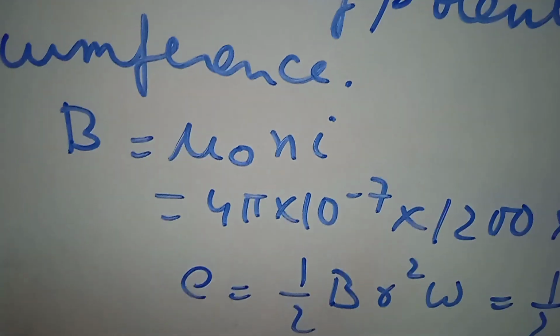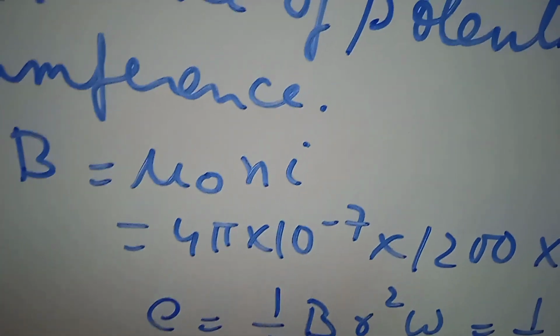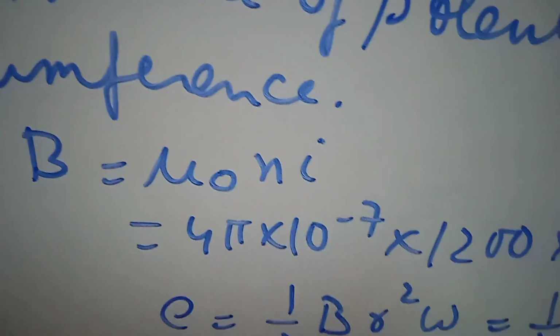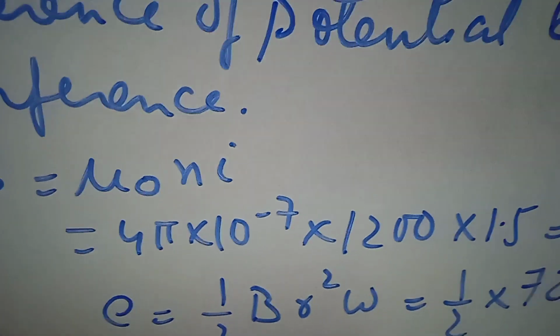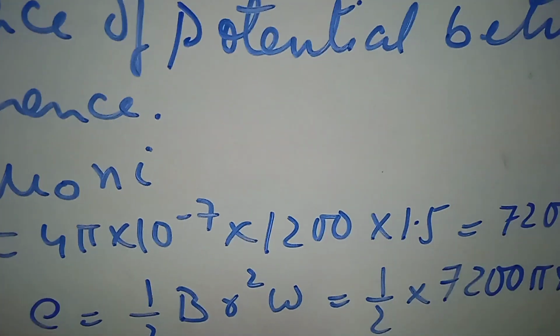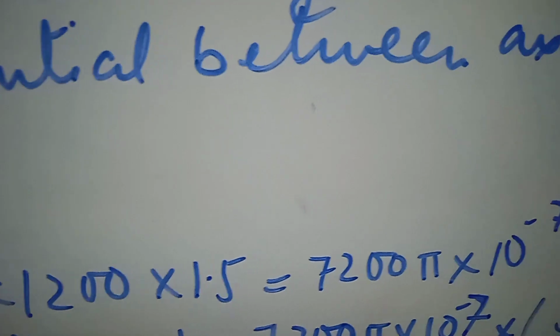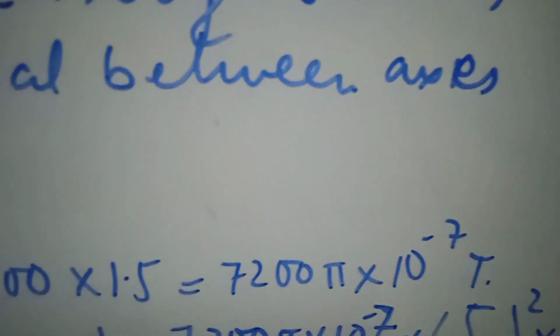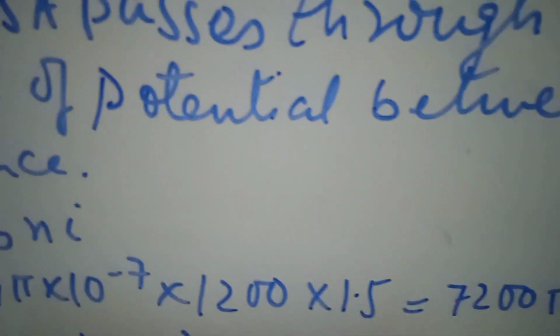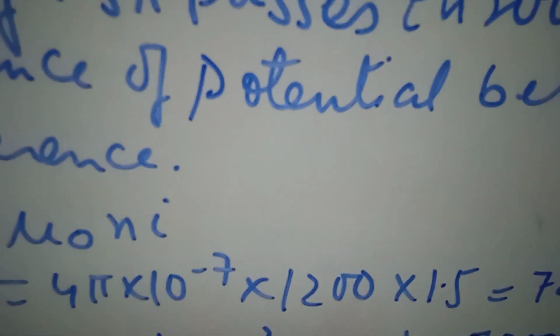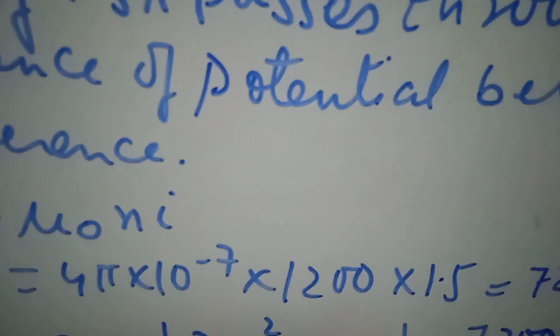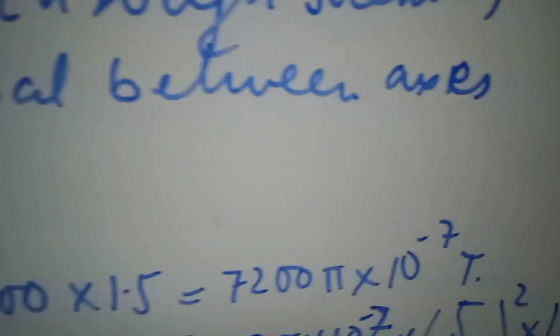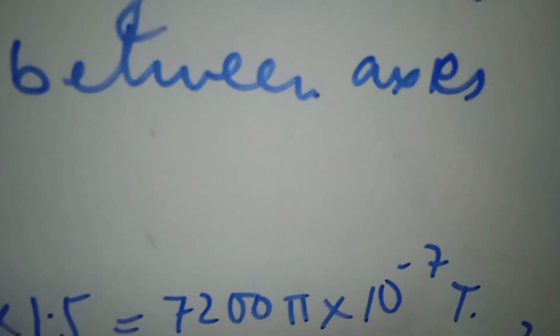Here n is the number of turns per meter. So 4π into 10 to the minus 7, that is the value of μ0, into n, which is 1200, into I, which is 1.5. So it is given as 7200π into 10 to the power minus 7 Tesla. How is it coming? 4 into 1.5 is 6, 6 into 1200 is 7200, into 10 to the power minus 7. So B is 7200π into 10 to the minus 7 Tesla.